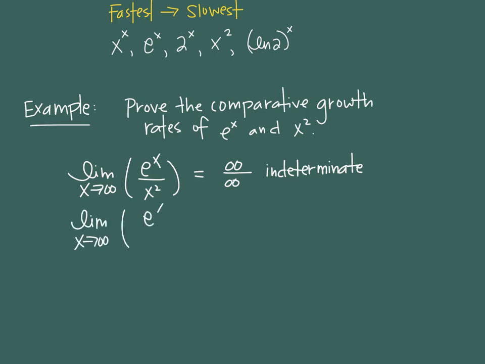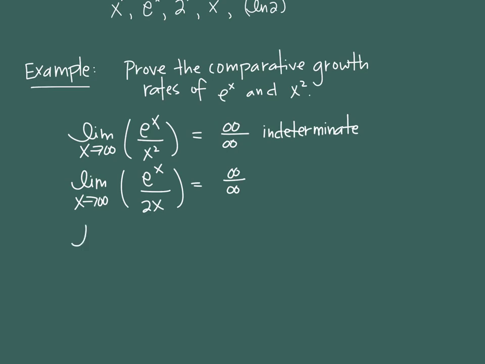The derivative of e to the x is still e to the x. The derivative of x squared is 2x. Again, I get infinity over infinity a second time, so one more. And this time, I'm going to get e to the x over 2. 2 is a constant, so I'm going to get infinity divided by 2, which is still infinity. I love that you can split infinity in half and still have infinity left over.